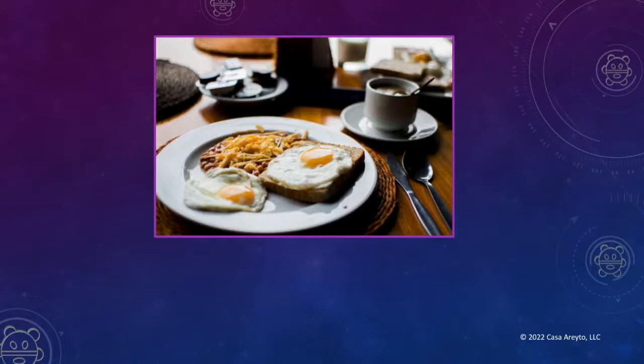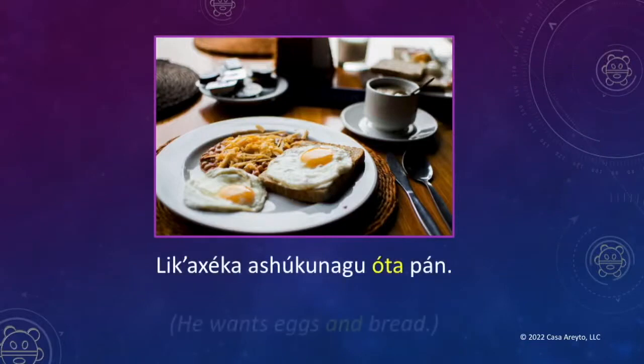Now let's take a look at these same conjunctions in Taíno. So let's take a look at the first sentence. He wants eggs and bread. We actually have learned the word for and before. So let's put it together in this sentence. Lik acheka ashukunagu ota pan. He wants eggs and bread. That was simple enough. Do you want to take a look at or?